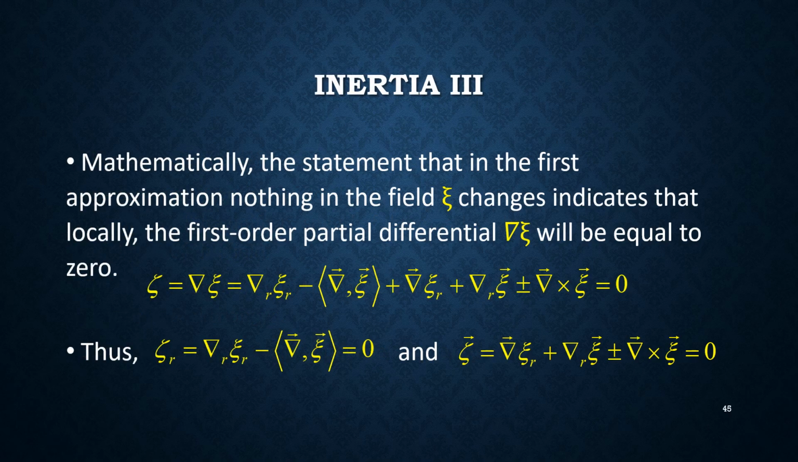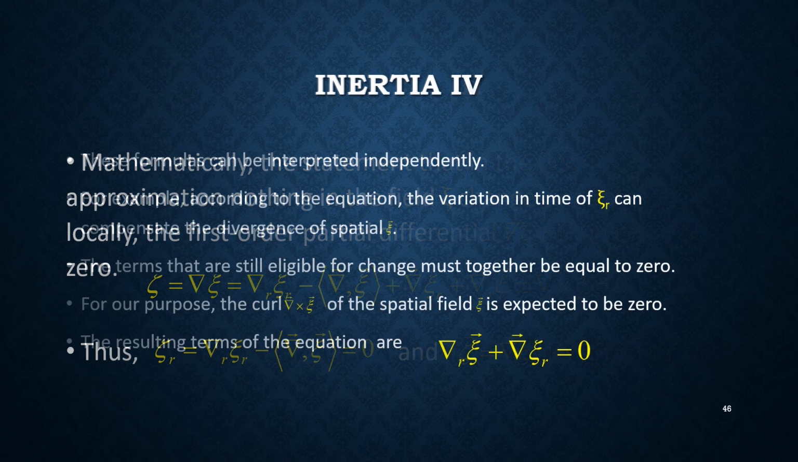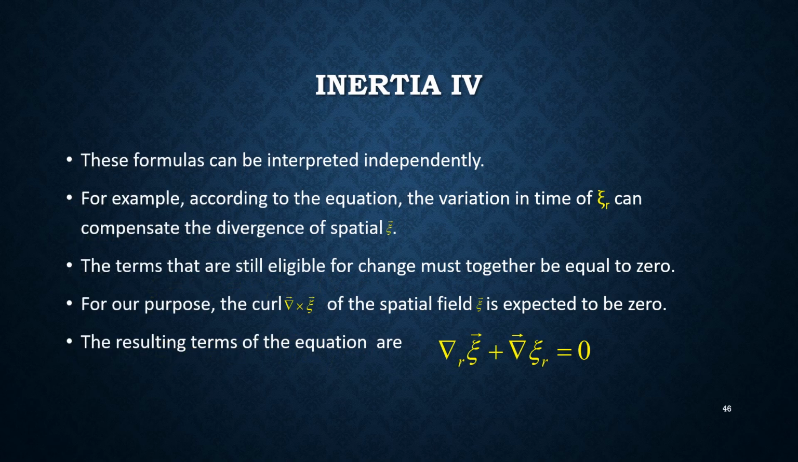Mathematically, the statement that in the first approximation nothing in the field psi changes indicates that locally, the first-order partial differential grad psi will be equal to 0. Thus, and these formulas can be interpreted independently. For example, according to the equation, the variation in time of psi r can compensate the divergence of spatial psi.